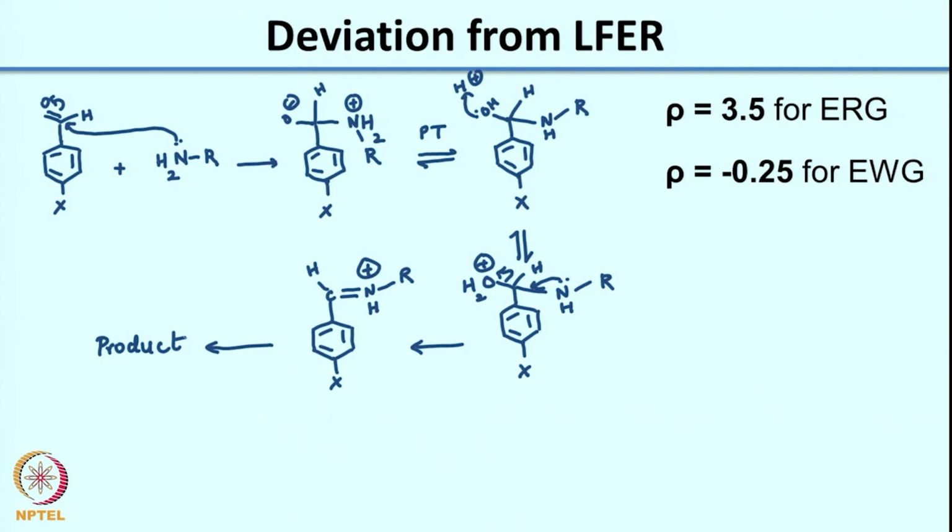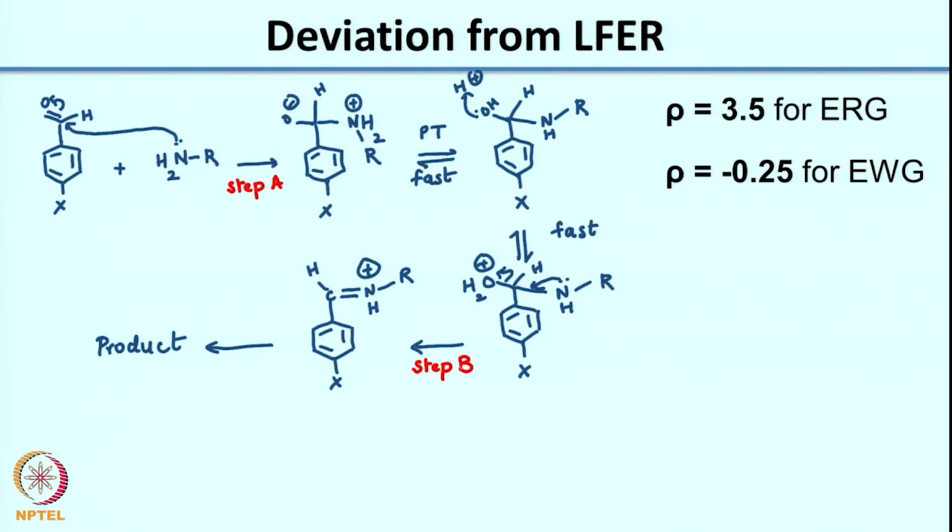Now, in this mechanism, these steps occur pretty quickly. So, this would be a fast step, this would also be fast. So, the two steps that would go relatively slowly would be this step, let us call it step A, and then this step, let us call it step B.